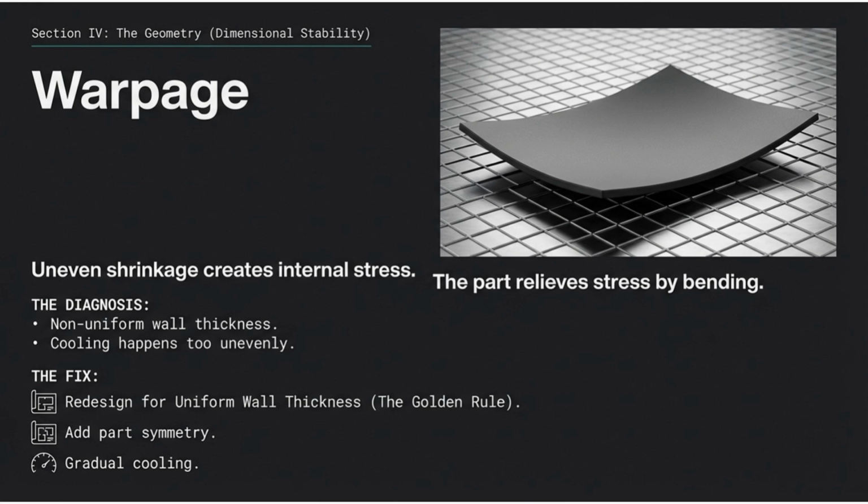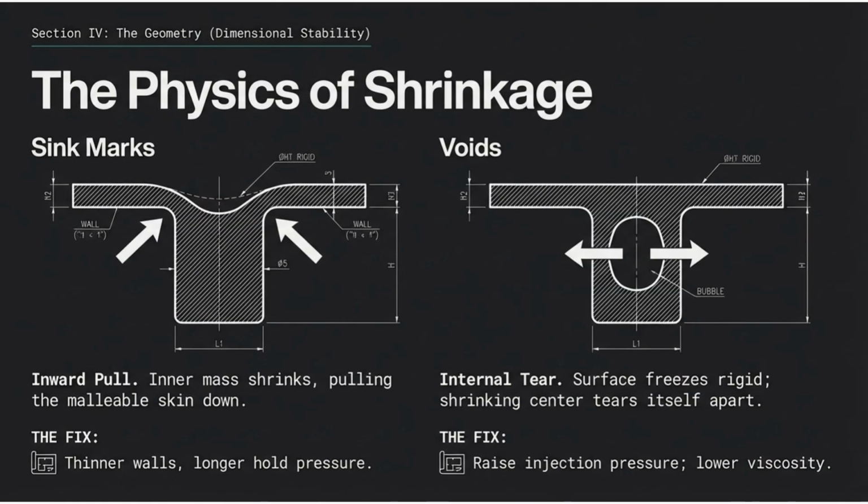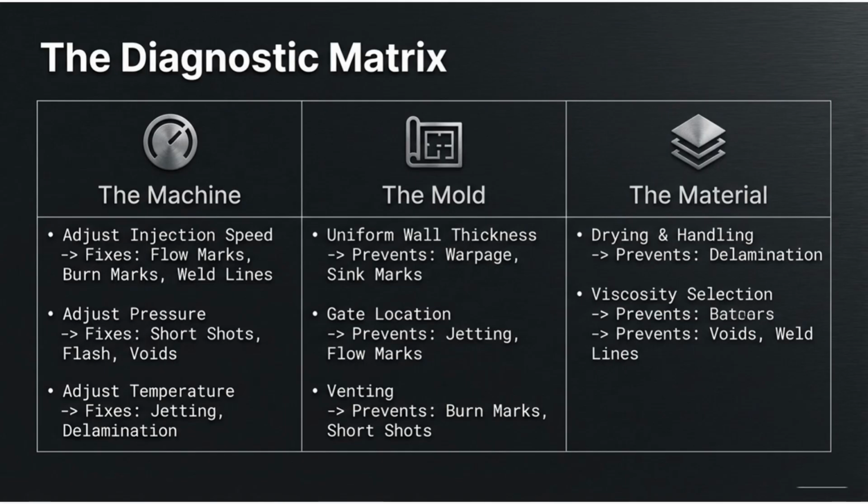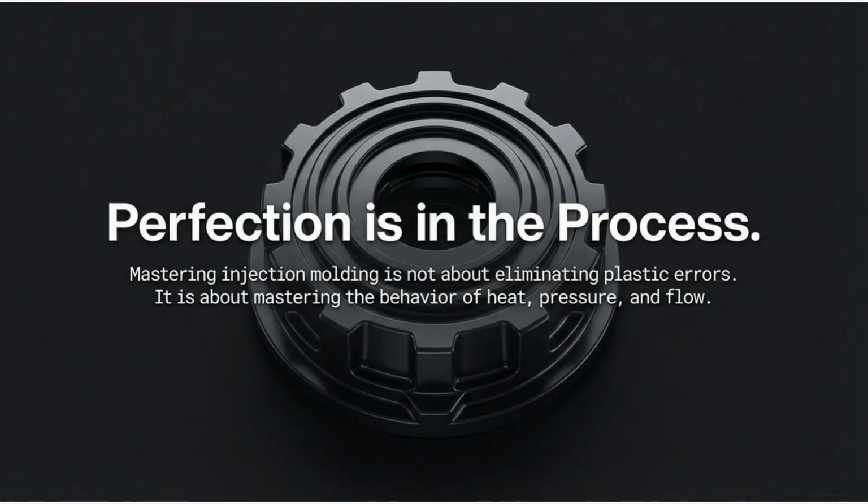Finally, we reach the design dilemma. Even with perfect temp and pressure, the whole shebang fails if the physical mold fights the plastic's physics. Variable wall thickness is a massive culprit. Thicker parts shrink differently, pulling material inward to create ugly depressions called sink marks, or just warping the part completely. The ultimate fix is redesigning the mold for uniform wall thickness and symmetry.